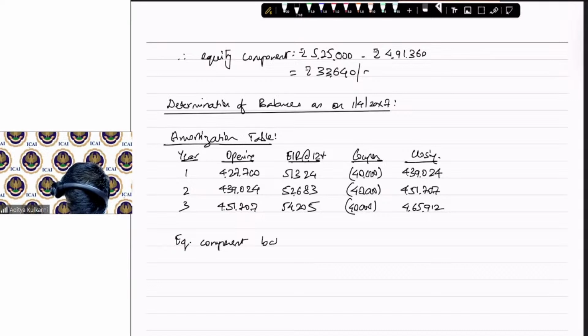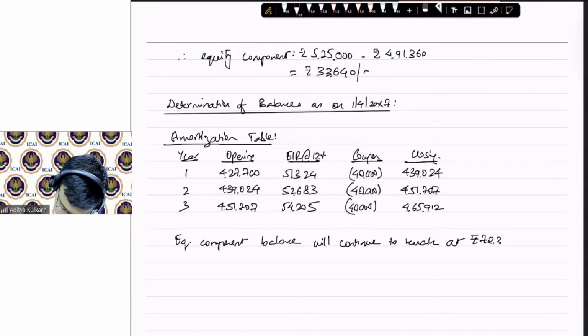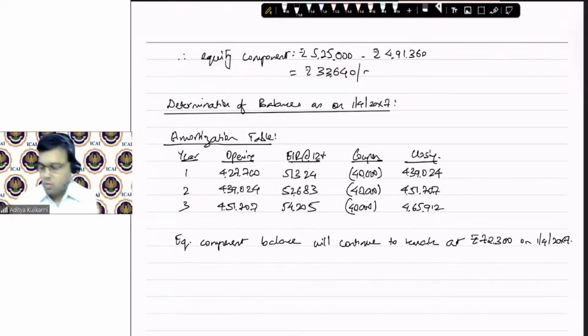Equity component balance. Will this be remeasured? Answer is no. It will continue to remain at rupees 72,300 on 1st April X7. Are we clear about this?